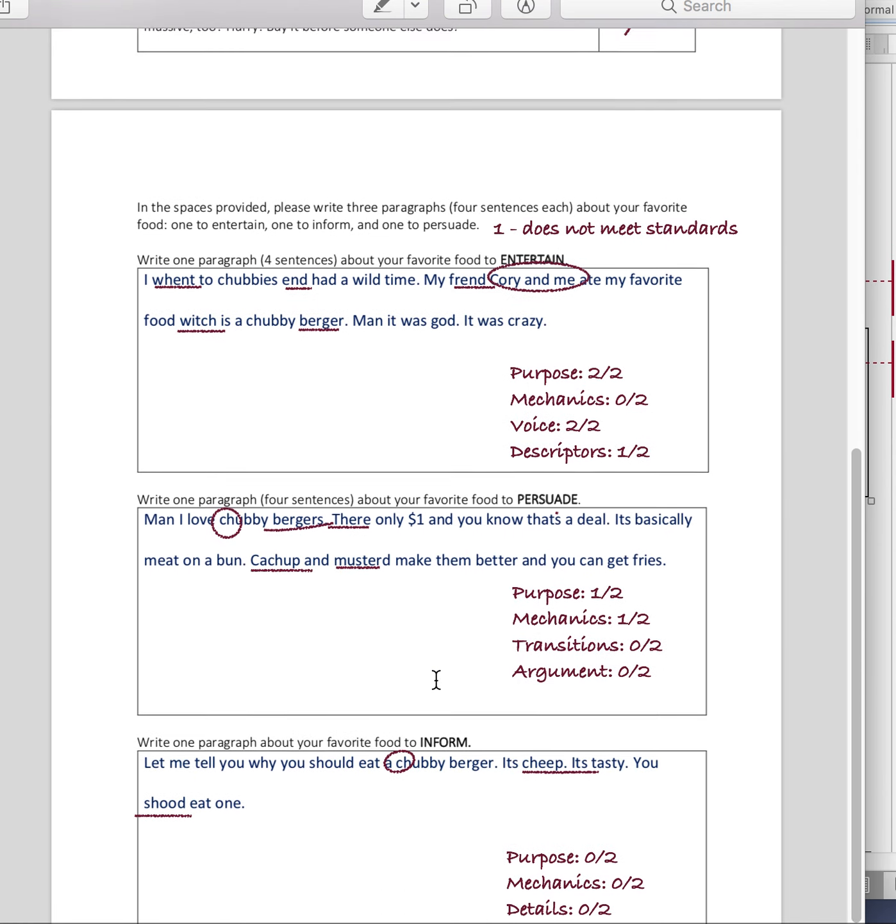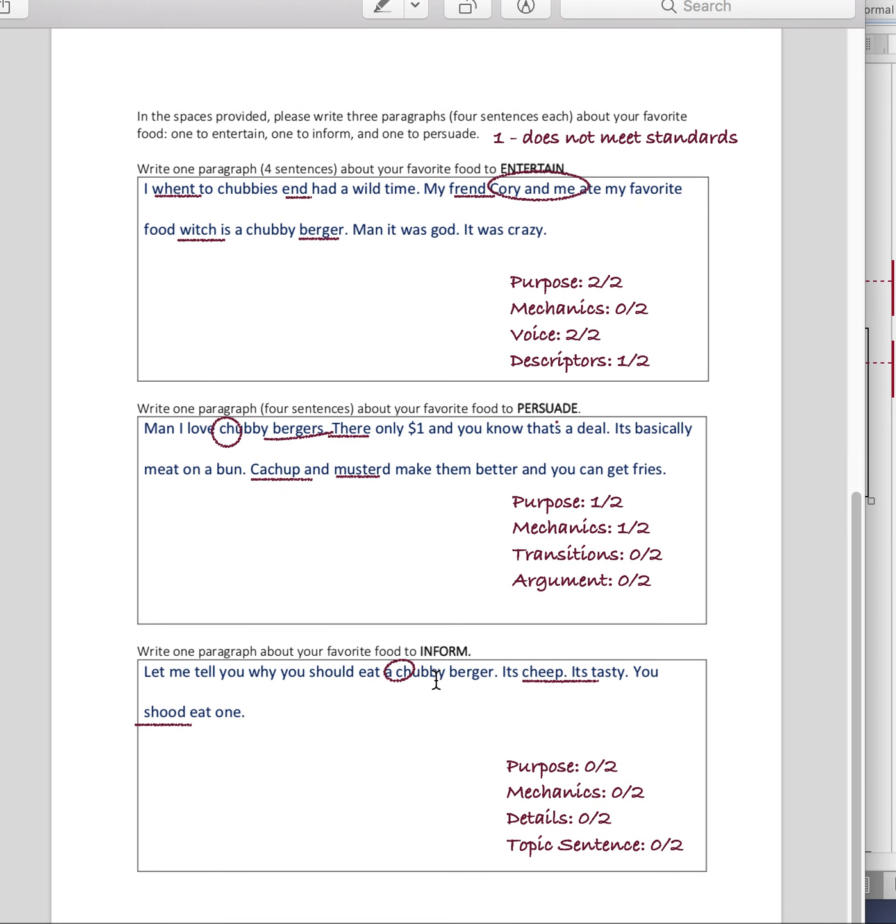He's confused, and he might have a misconception like that when you're informing somebody, you're telling them about something, and when you're trying to persuade them, you're trying to introduce them to an idea or something like that. Not sure. Again, this is made up stuff. The last page is they're supposed to write a paragraph, 4 sentences long, for each type of purpose. So you have Sean saying that he went to Chubby's and had a wild time.